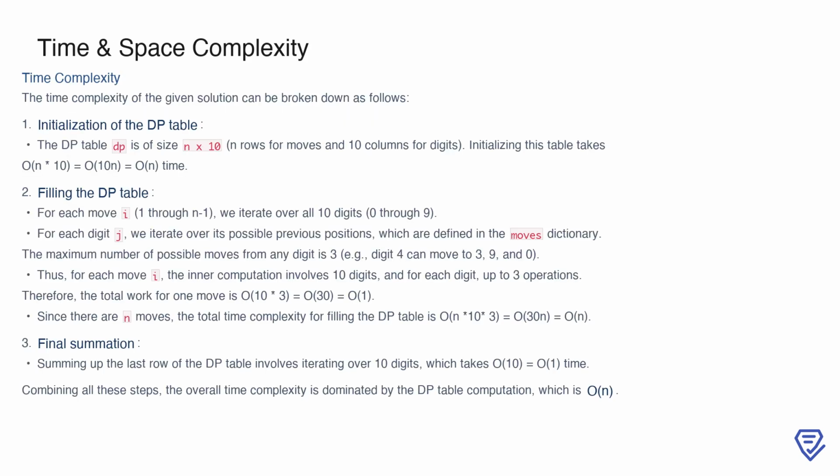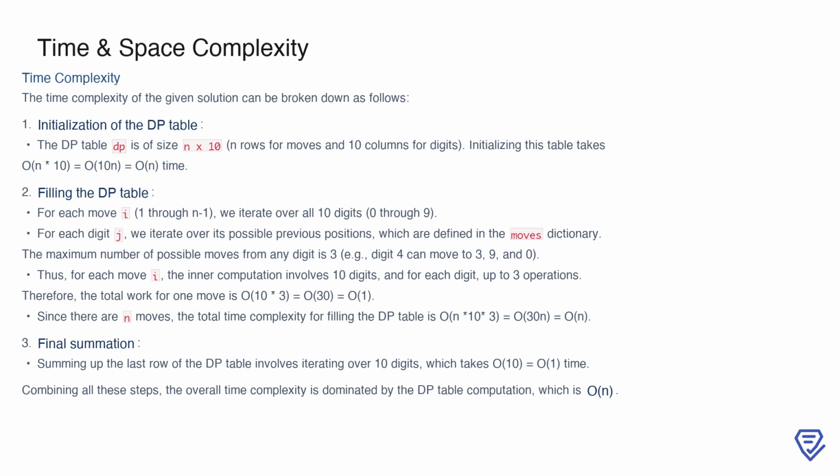To analyze the time complexity of our solution, we start by considering the initialization of the dp table. The table has dimensions of n x 10, where n represents the number of moves and 10 corresponds to the digits on the keypad. Initializing this table involves iterating through all rows and columns, which takes n*10 time. This simplifies to O(10n), and since constants are ignored in big O notation, this step contributes O(n) time.